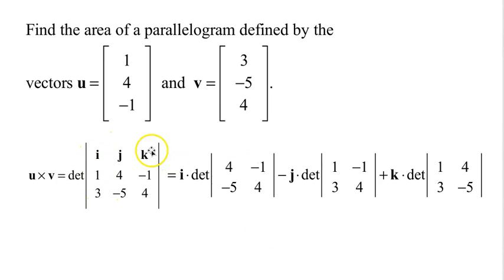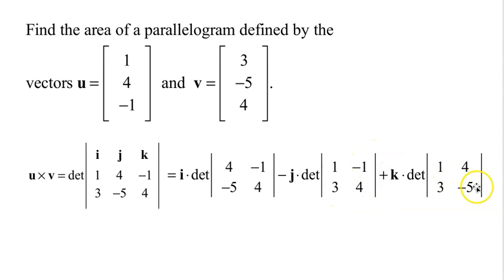i's minor: cross out the column, cross out the row, 4, negative 1, negative 5, 4. j's minor: cross out the column, cross out the row, 1, negative 1, 3, 4. k's minor: cross out the column, cross out the row, 1, 4, 3, negative 5. Then here I get 16. 4 times 4 is 16. Negative 5 times negative 1 is 5. 16 minus 5 here. Second one, 4 minus negative 3. 4 times 1 is 4. 3 times negative 1, negative 3. 4 minus negative 3 will be 7.